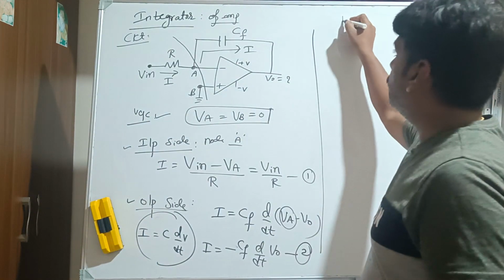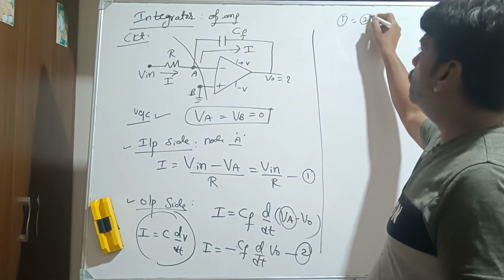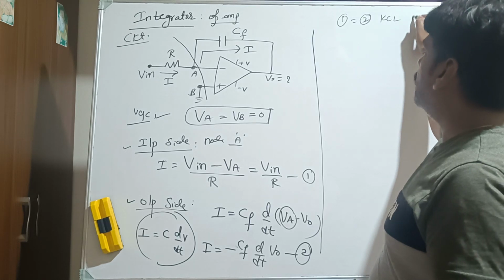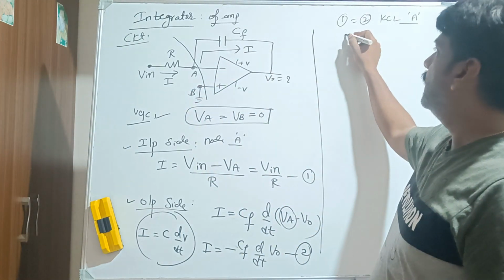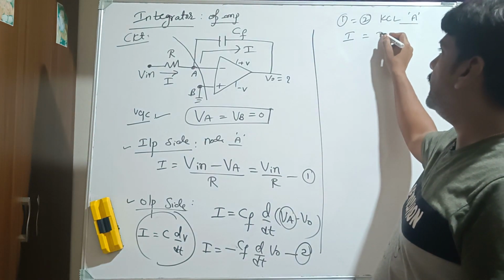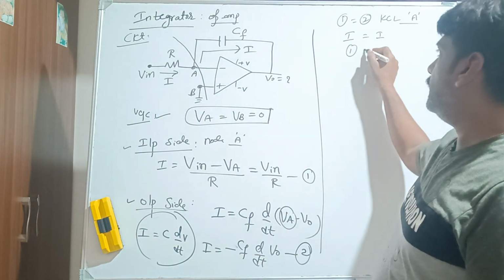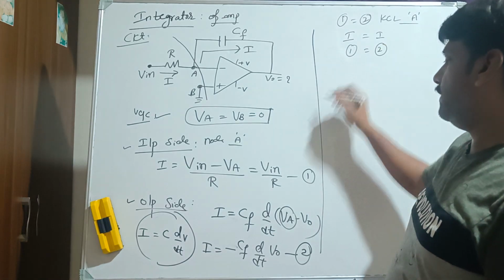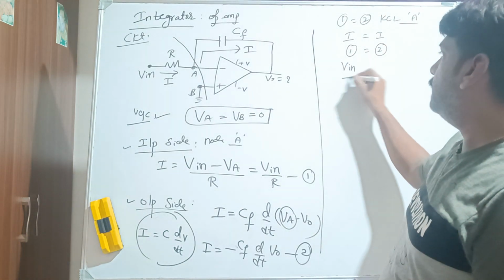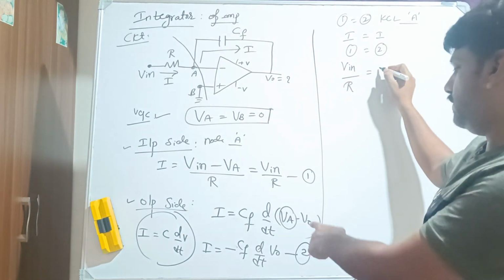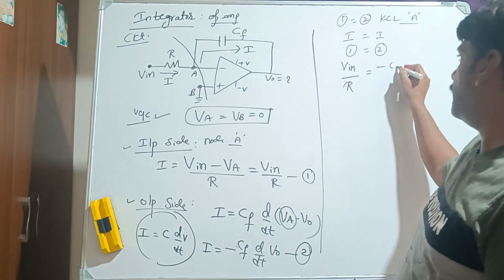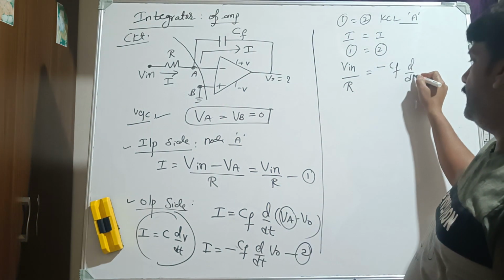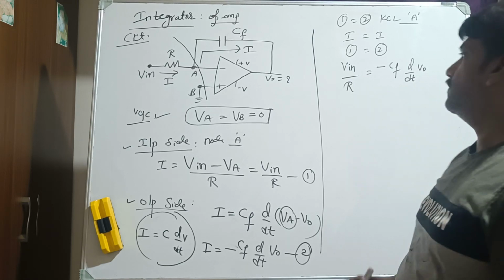So equate equation number 1 with 2 because we are applying Kirchhoff's current law at node A, right? At node A, the current entering is I and the current leaving is I. So equation number 1 is equal to equation number 2. What is equation number 1? V in divided by R. What is equation number 2? RHS and LHS are equal. So the RHS is CF d by dt of V output, right?